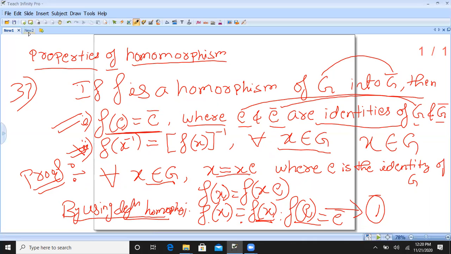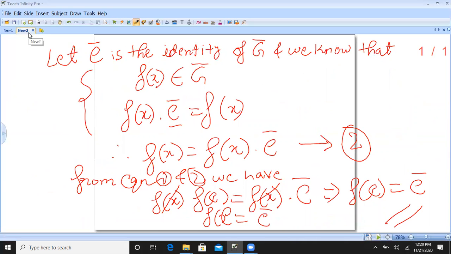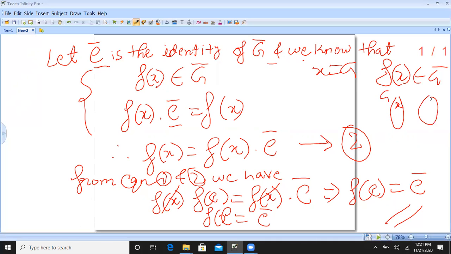In equation 2, let E bar be the identity of G bar. We know that f of x belongs to G bar. Okay, so x belongs to G and obviously f of x belongs to G bar. I already told you about the mapping: x is in G, and f of x is in G bar. If you have x1, then it will be f of x1. You must know the basics, the domain and codomain and everything. So f of x belongs to G bar.